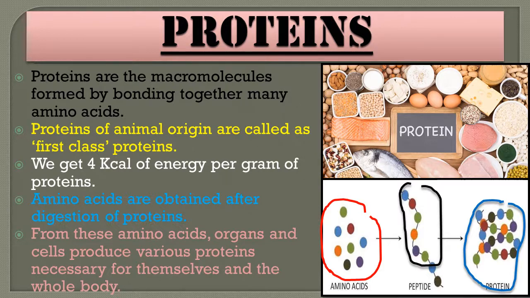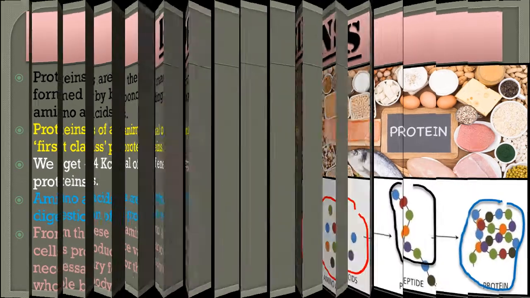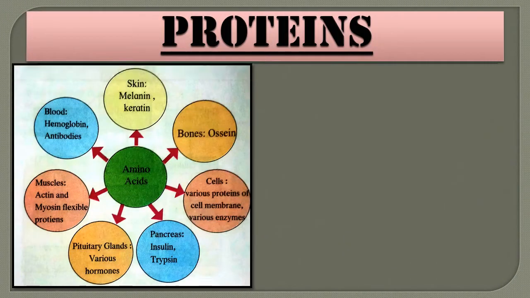And from these amino acids, organs and cells produce various types of proteins which are necessary for themselves and the whole body. That means after getting the amino acids, different types of proteins will be produced as per the requirement of the body and cell. So students, here different types of proteins and the amino acids obtained are given, produced by different tissues or organs.